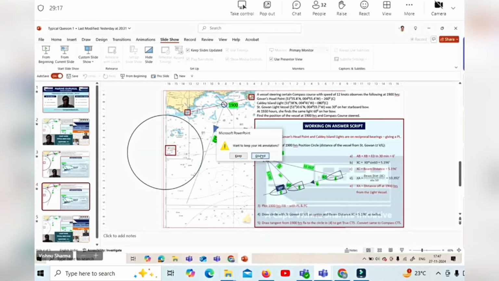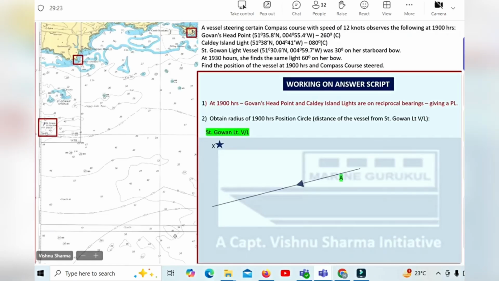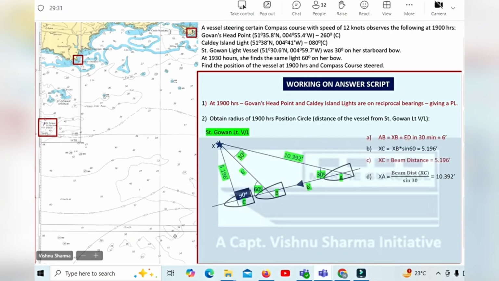So what has it given me? It has given me the distance of my ship from Saint Gowan light vessel at 1900 hours. And when I get this distance, this becomes the radius of the position circle with Saint Gowan light vessel as the center. Because through this geometry, I have been able to get the distance of my ship from Saint Gowan. XA is the distance of the ship from Saint Gowan at 1900 hours. Right? So this will give me a position circle.